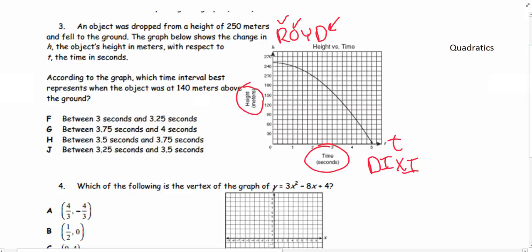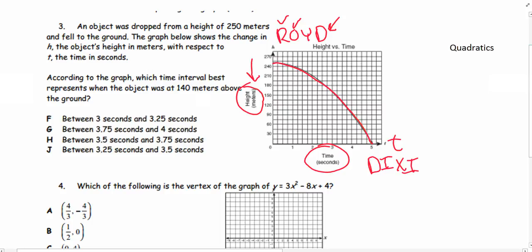So it says that you drop it from a height of 250 and it fell to the ground. So if you trace along this graph, you can see that it goes down here and then it hits the ground at 0, right? You start off at 250 and you go down, down, down till you hit the ground. Okay, so according to the graph, which time interval, which just means which period of time between two times, is the object at 140 meters above the ground?